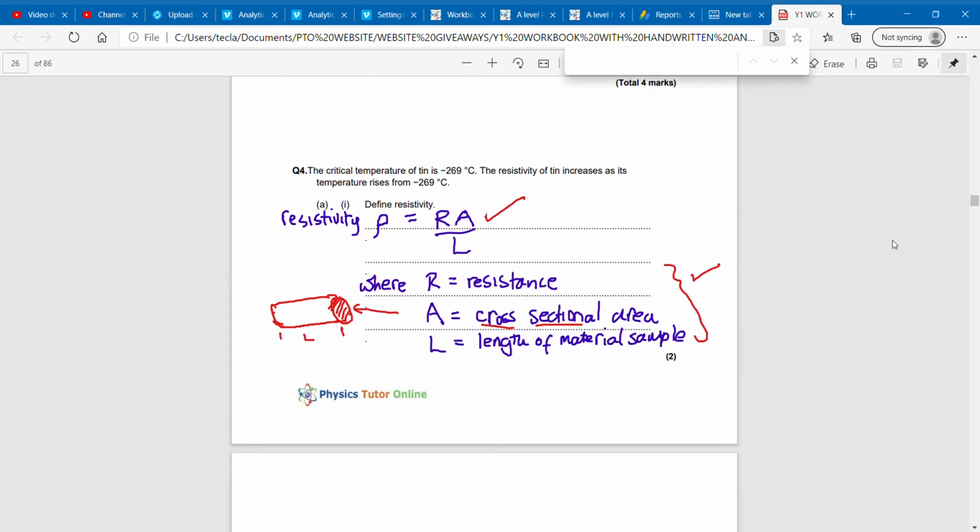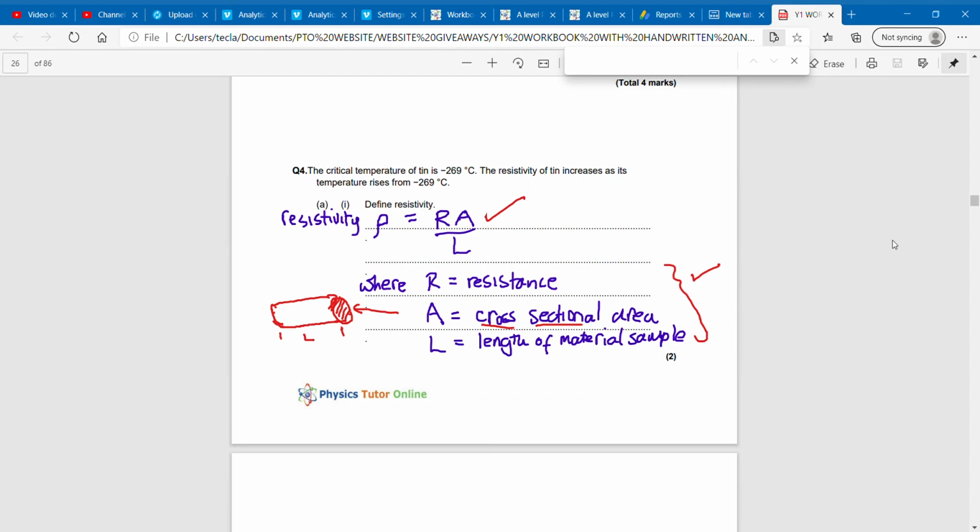Question 4. Well, firstly, A part 1, define resistivity. So always go for an equation, but make sure you state what each of the symbols are in the equation.